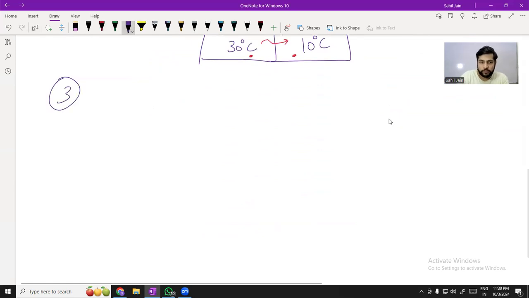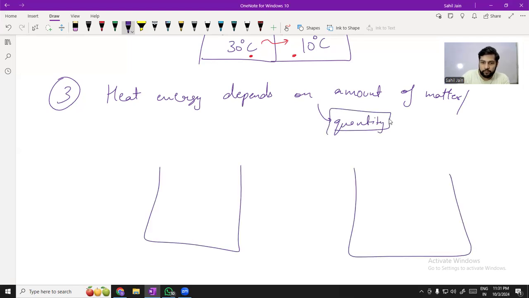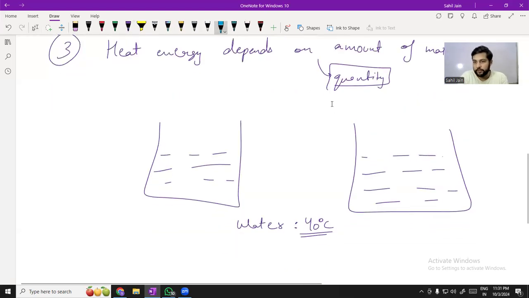Next topic we need to learn is heat energy. Heat energy depends on the amount of matter, or depends on quantity. Let us say I have two buckets. Both are filled with water, and both have a temperature of 40 degrees Celsius. But there is one slight difference: bucket 1 contains 5 liters of water and bucket 2 contains 20 liters of water.